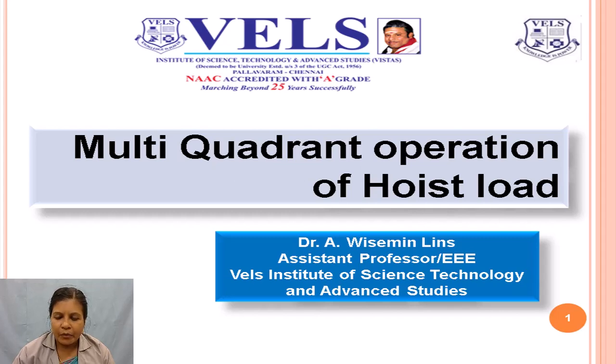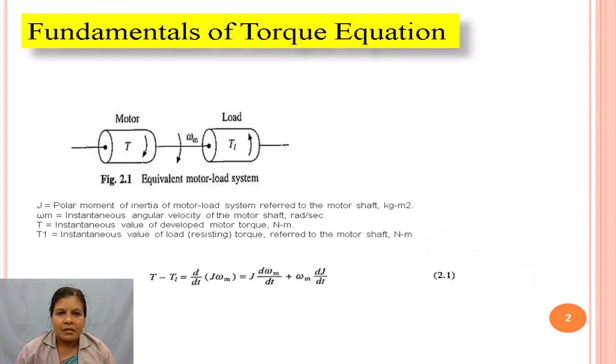So in this video, I am going to explain the multi-quadrant operation of the hoist load. We know that a motor driving a load is basically a drive. The motor drives the load, which may be a translational motion or a rotational motion. The angular speed of the motor is given by the notation omega m, which is the instantaneous angular velocity of the motor shaft, with the unit radian per second.